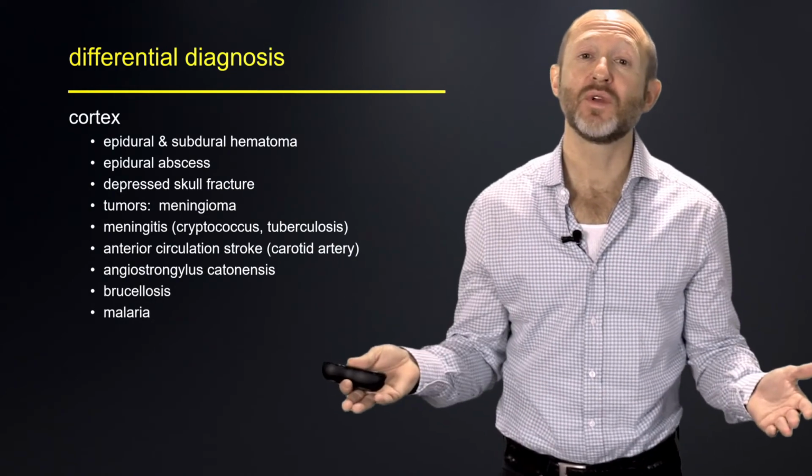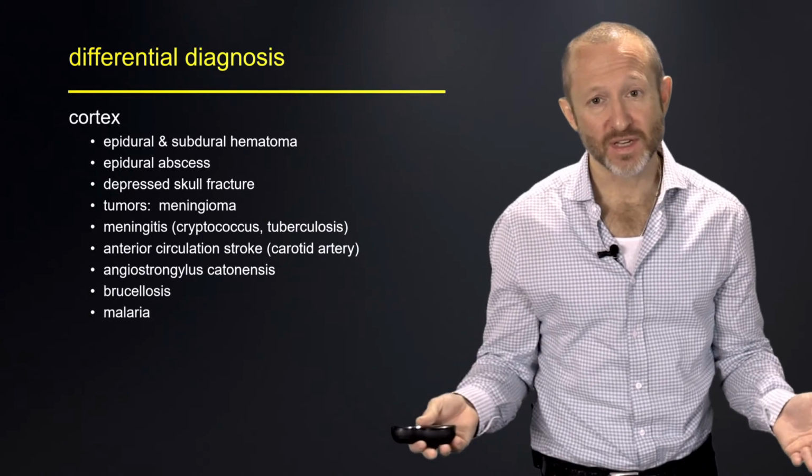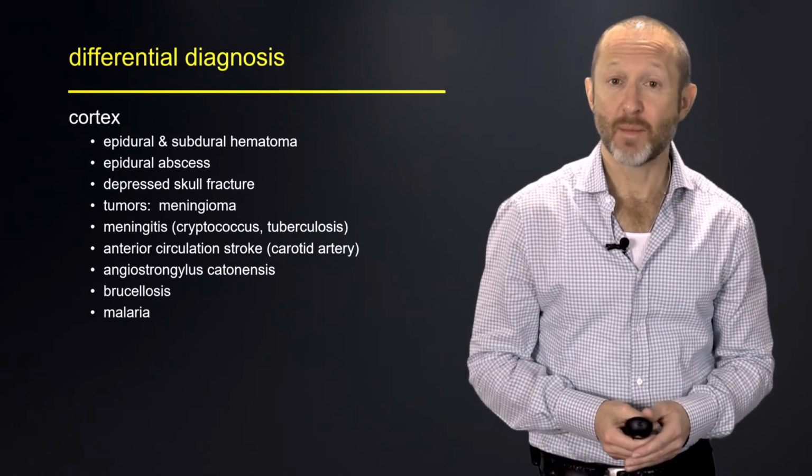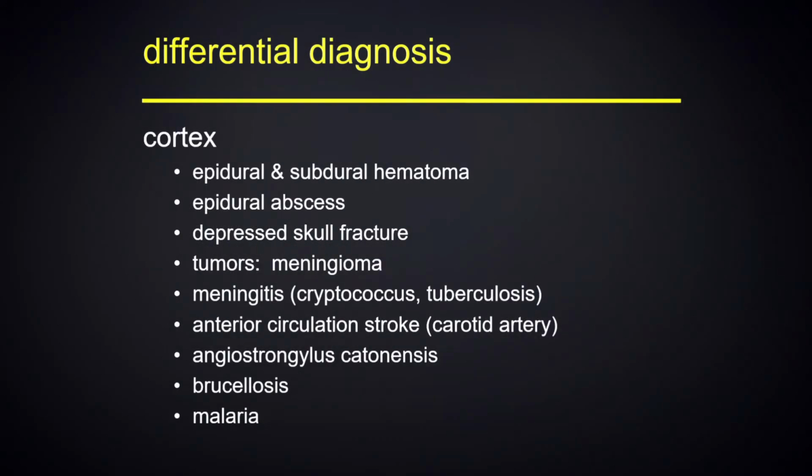When you're practicing in a low and middle income country and you see a patient who has a cortex lesion, you need to think about disorders like epidural abscesses, subdural hematomas, epidural hematomas, depressed skull fractures, benign brain tumors called meningiomas, cryptococcomas, tuberculosis that loves the surface of the brain, anterior circulation strokes such as the middle cerebral artery or the anterior cerebral artery, Angiostrongylus cantonensis, brucellosis, and malaria.